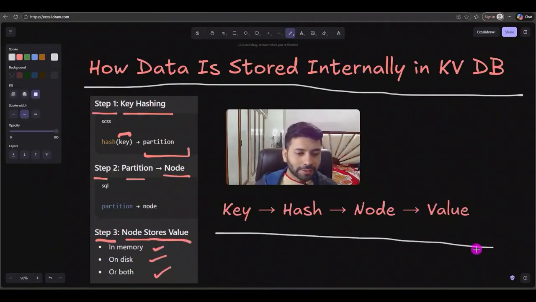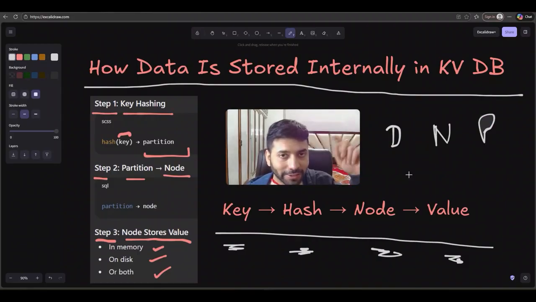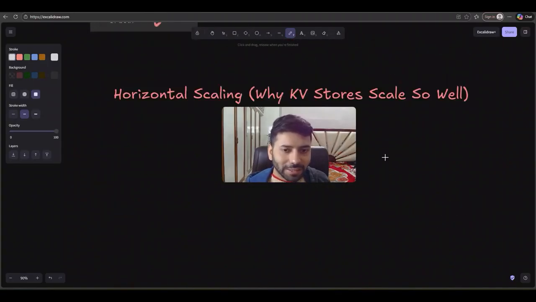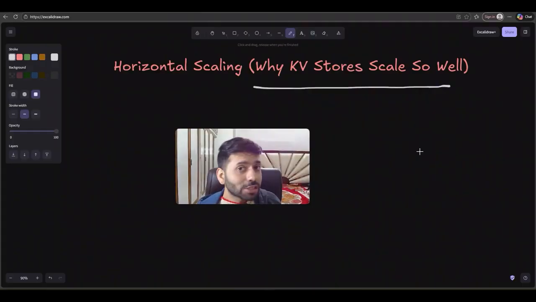So it is something like this. First you have the key and then you do the hashing on it, from which you get the partition. From the partition you get the node, and when you get the node you store the value in the node. Quite similar to what we discussed earlier in this video about NoSQL. We had data, we had node, we had partition. That example I told you earlier, the suitcase having the boxes and inside the boxes you have the clothes, correct?